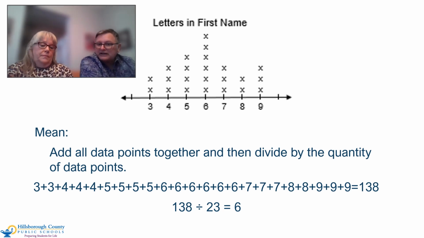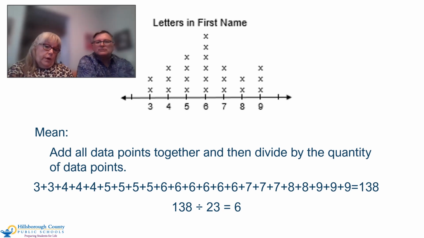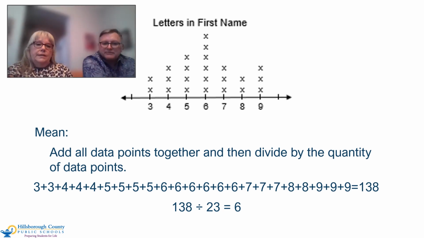And I like how you put the labels to it. There's 138 letters, so they could stack, if they needed to, all those snap cubes together, and that would be 138, right? Yes, and then try to pass it out to 23 equal groups. Yes. There you go.